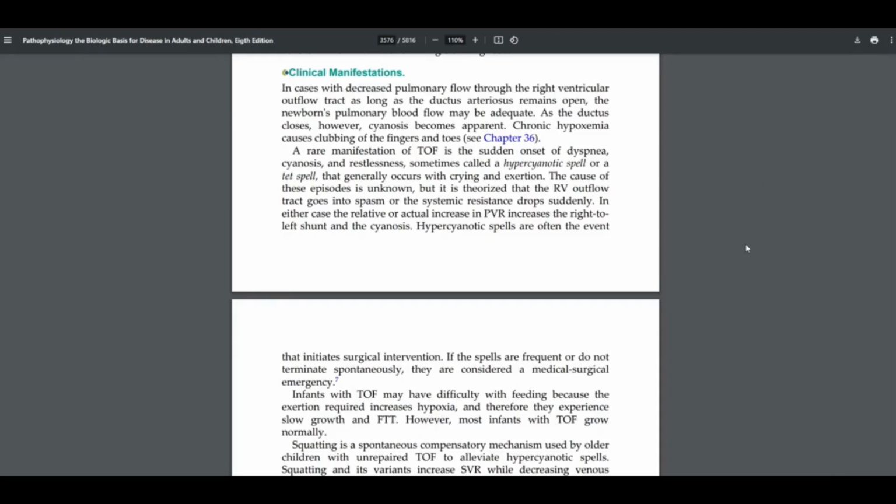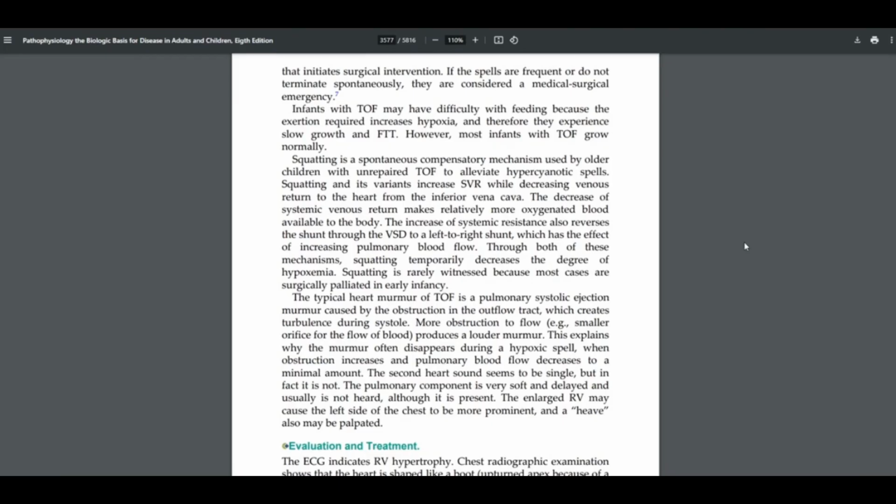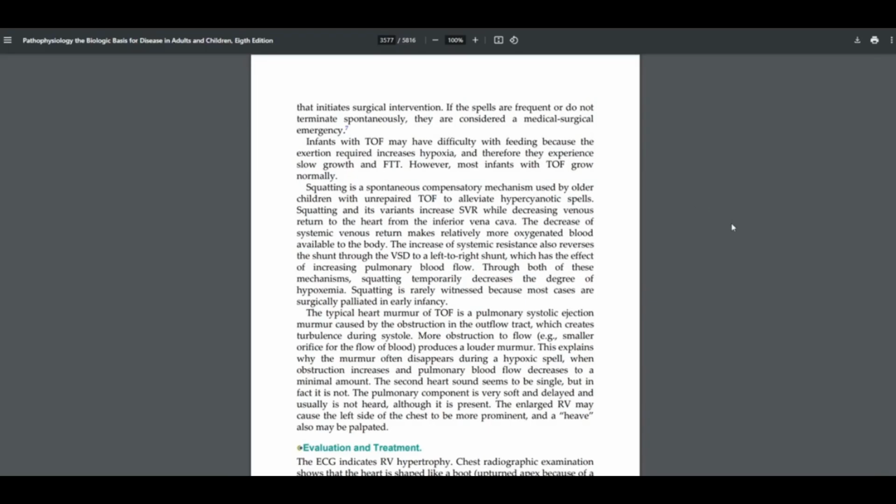Hypercyanotic spells are often the events that initiate surgical intervention. If the spells are frequent and do not terminate spontaneously, they are considered a medical surgical emergency. So, infants with tetralogy of Fallot may have difficulty with feeding because the exertion requires increased oxygen, and therefore they experience slow growth and failure to thrive. However, most infants with tetralogy of Fallot grow normally.